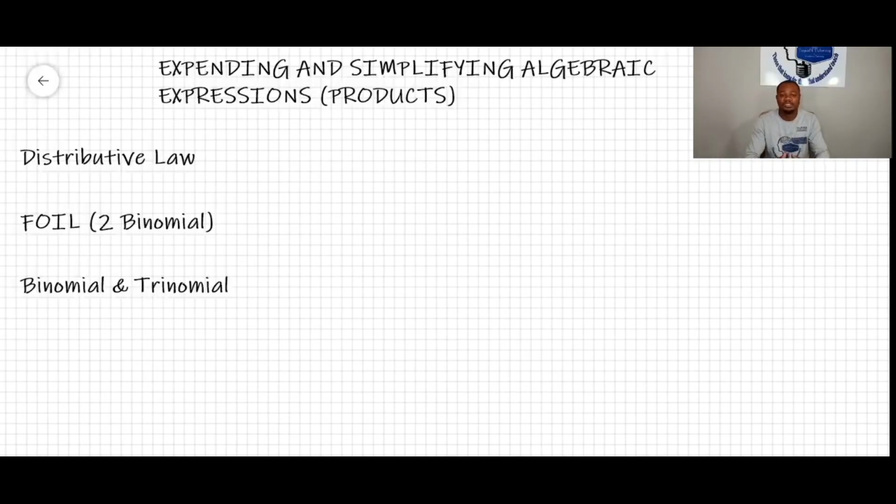Well, now we're about to do some exercises on expanding and simplifying algebraic expressions or algebraic products. First of all, let's remind you about the distributive law. When we have A, open brackets B plus C, this is equivalent to doing A times B and A times C. So this will be AB plus AC.